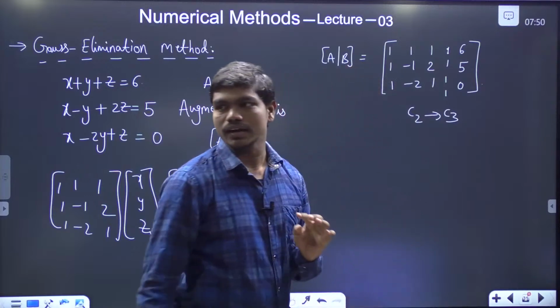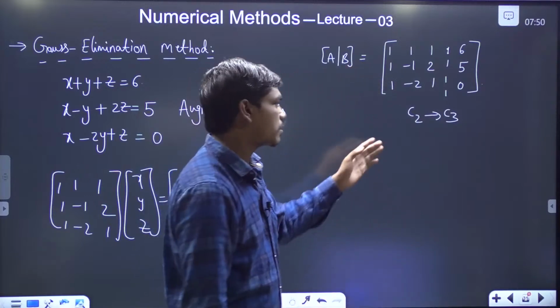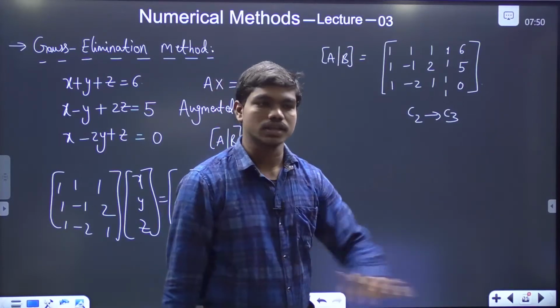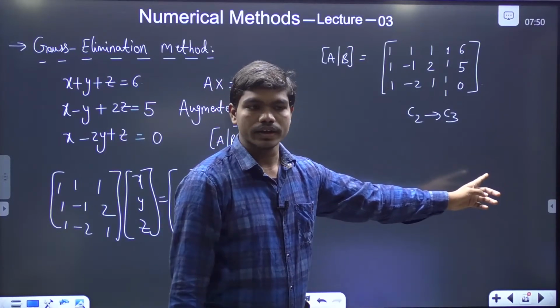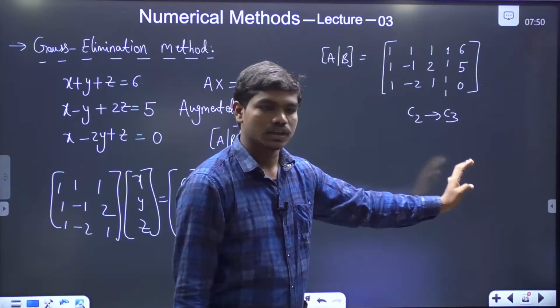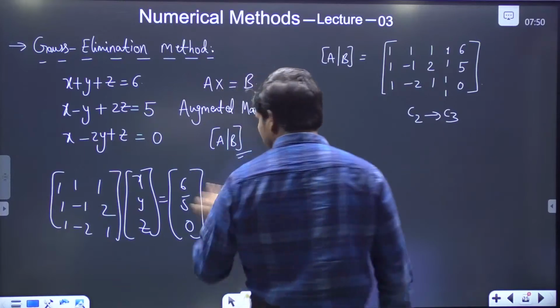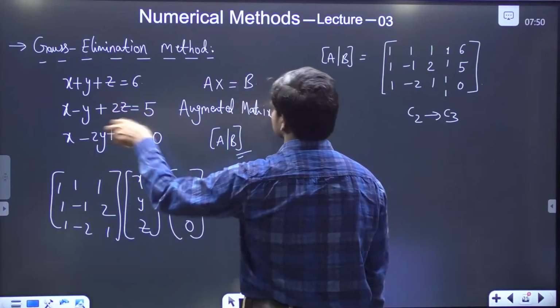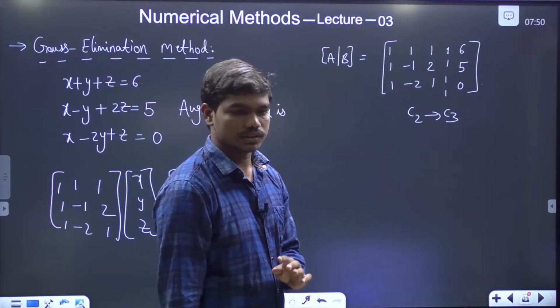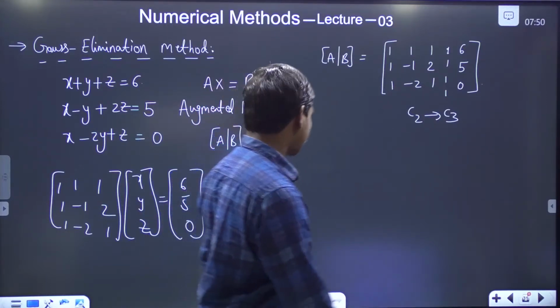Did you understand why we can't apply column transformations? Because if you apply column transformations, the given set of equations changes in this augmented matrix. The coefficients change, which means the system of equations changes. So whatever we do, we can apply only row transformations.